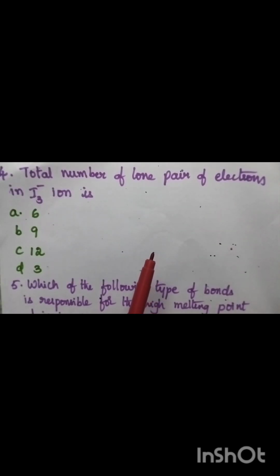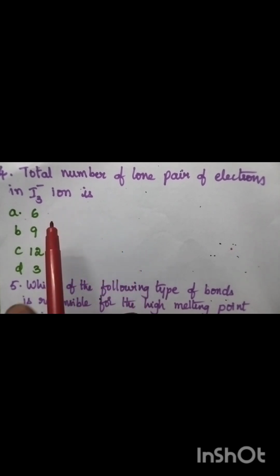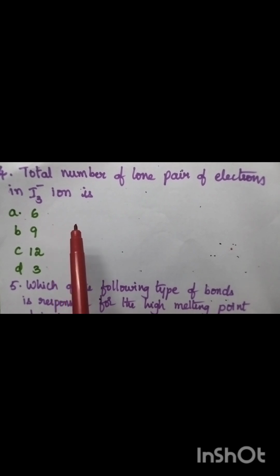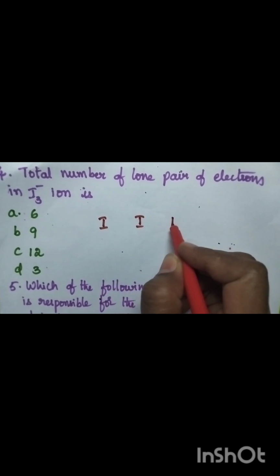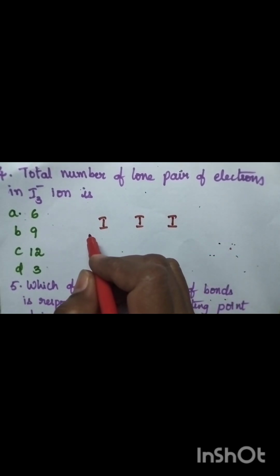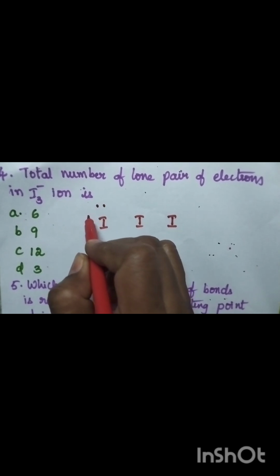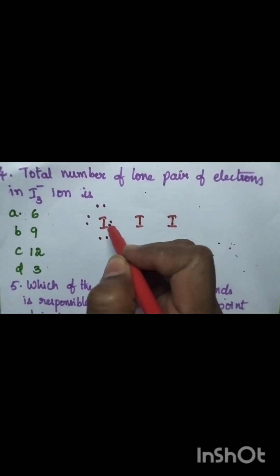Coming to the fourth question, the total number of lone pairs of electrons in the I3- ion is option A 6, B 9, C 12 and D 3. So iodine is a halogen. Halogens contain 7 electrons in the outermost orbit, so it contains 3 lone pairs and 1 unpaired electron. So let us draw the structure of I3-. 3 iodines are present. Here each iodine contains 3 lone pairs, 1 unpaired electron.